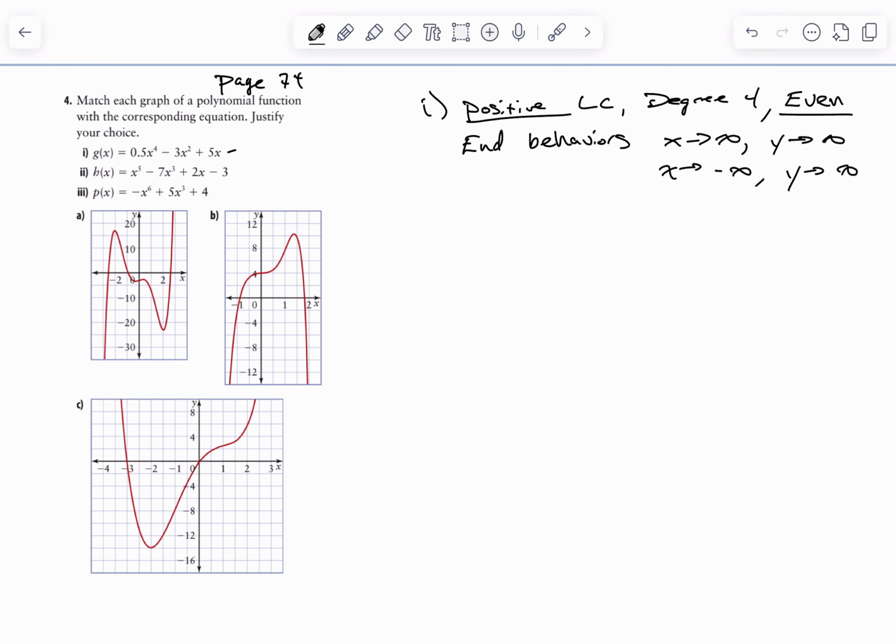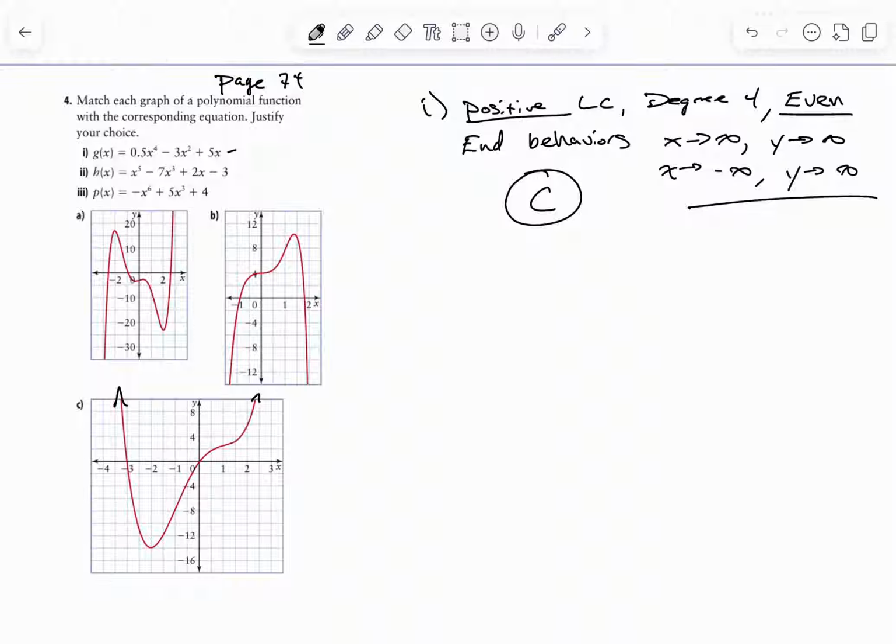And I think from that list of things here, positive leading coefficient, degree 4, even, and the end behaviors, I can make a selection from the A, B, C, or D in terms of graphs, right? And so it looks like this all coincides with the graph C. So you guys see end behaviors match. They're both pointing towards infinity.